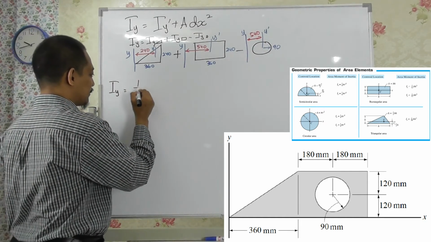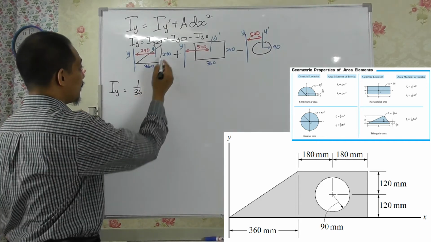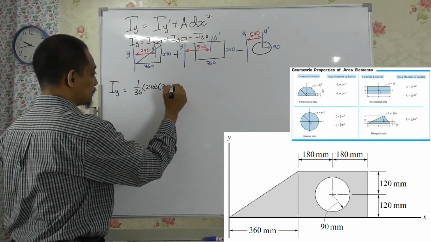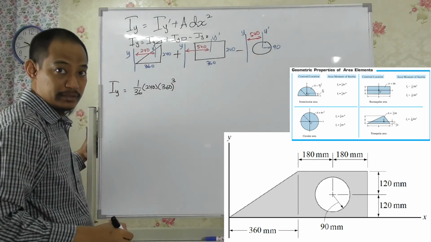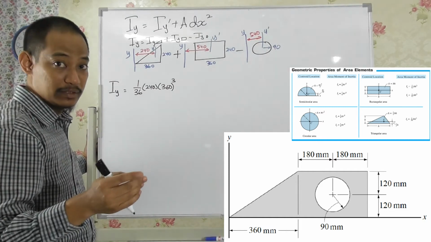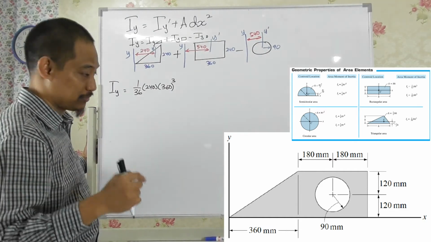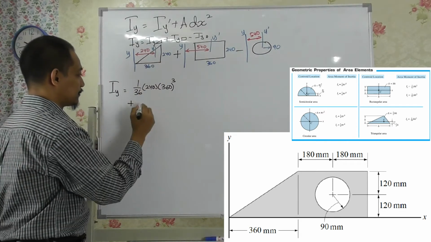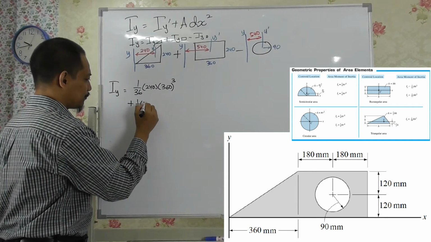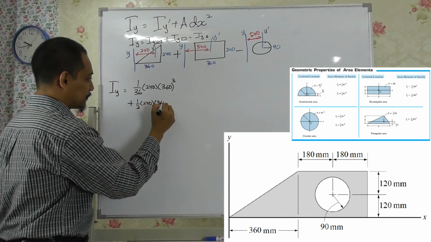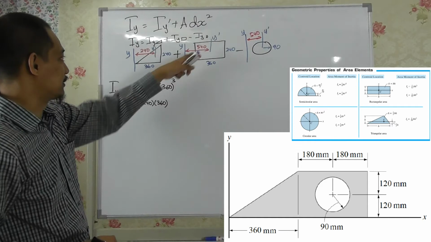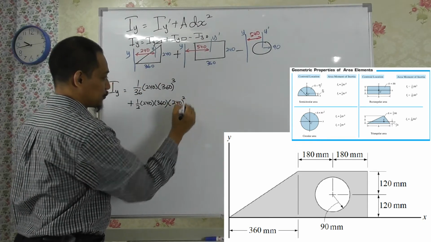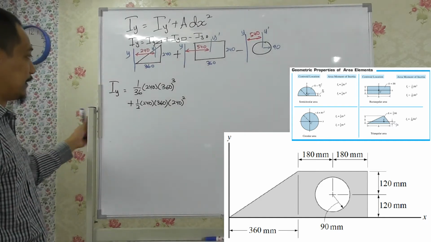So here you have 1/36 times 240 times 360 cubed, from the table's 1/36 BH cube. Then plus A, the area, which is half times 240 times 360, times dx squared. dx here is 240, squared. That's for the triangle.